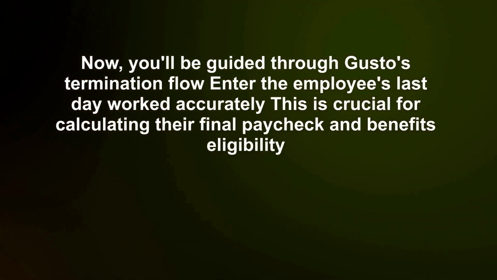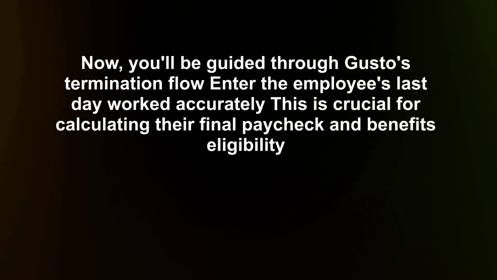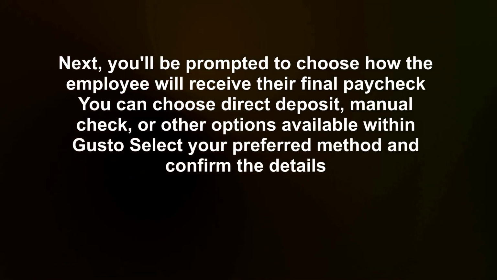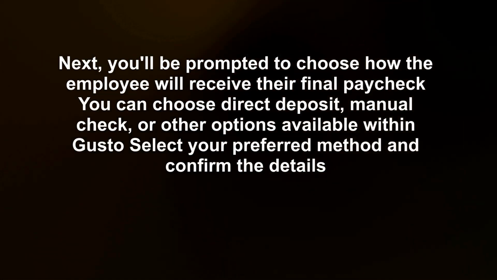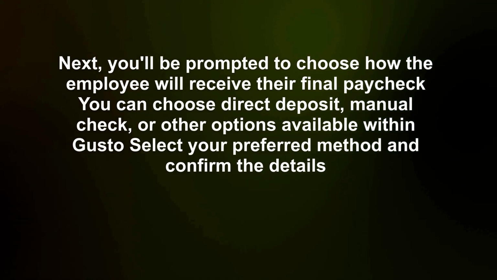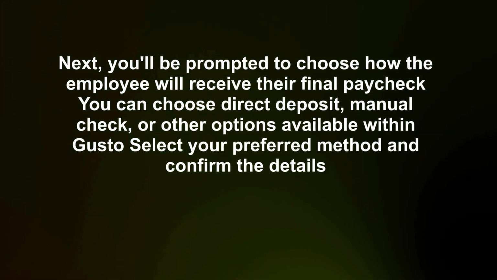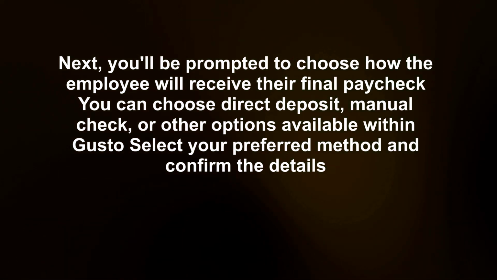Enter the employee's last day worked accurately. This is crucial for calculating their final paycheck and benefits eligibility. Next, you'll be prompted to choose how the employee will receive their final paycheck. You can choose direct deposit, manual check, or other options available within Gusto. Select your preferred method and confirm the details.